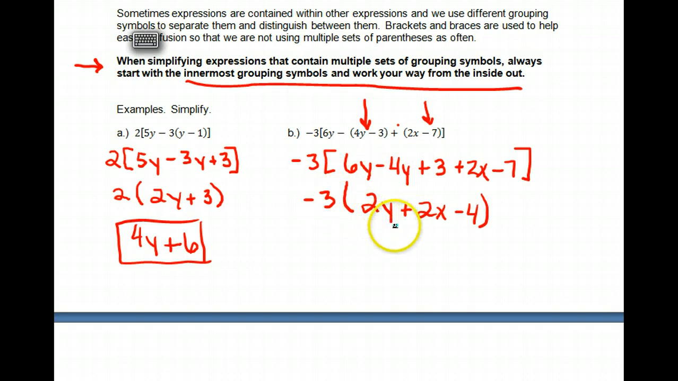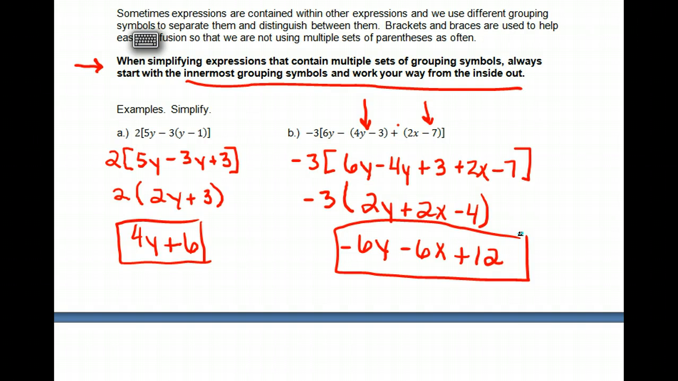At this point, you can do nothing further inside your group, so you have to distribute your negative 3. Negative 3 times 2y makes negative 6y. Negative 3 times 2x makes negative 6x. Negative 3 times negative 4 makes positive 12. And there we are.